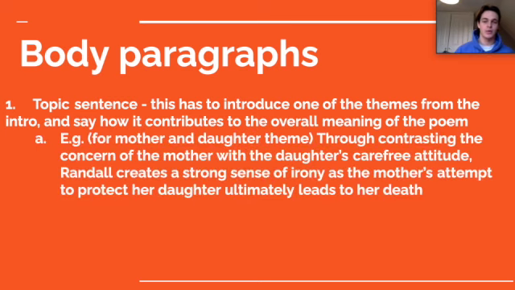For example, if we're talking about the theme of the mother and daughter in this poem, The Ballad of Birmingham, we can always start with this word through as well. We can say, through contrasting the concern of the mother with the daughter's carefree attitude, Randall creates a strong sense of irony as the mother's attempt to protect her daughter ultimately leads to her death.